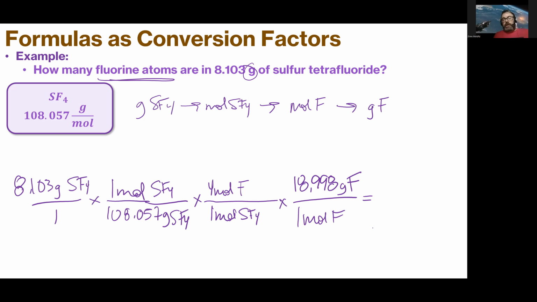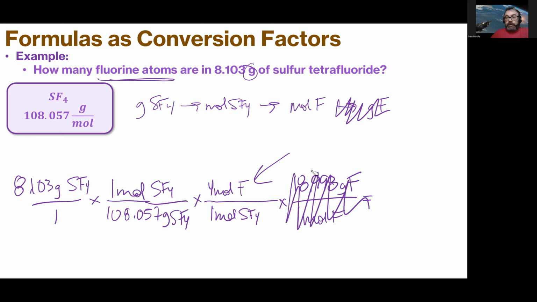So we got a lot of stuff going on here. We can multiply across the top, multiply across the bottom, write those down. Essentially, we only have one thing on the bottom because we have a lot of ones in here, so we can just divide it. 8.103 divided by 108.057, multiply by 4, multiply by 18.998, gives us, wait, I didn't need grams of fluorine atoms. Call me stupid. That's why I didn't have the fluorine thing up here. We don't want grams of fluorine. We want moles of fluorine.